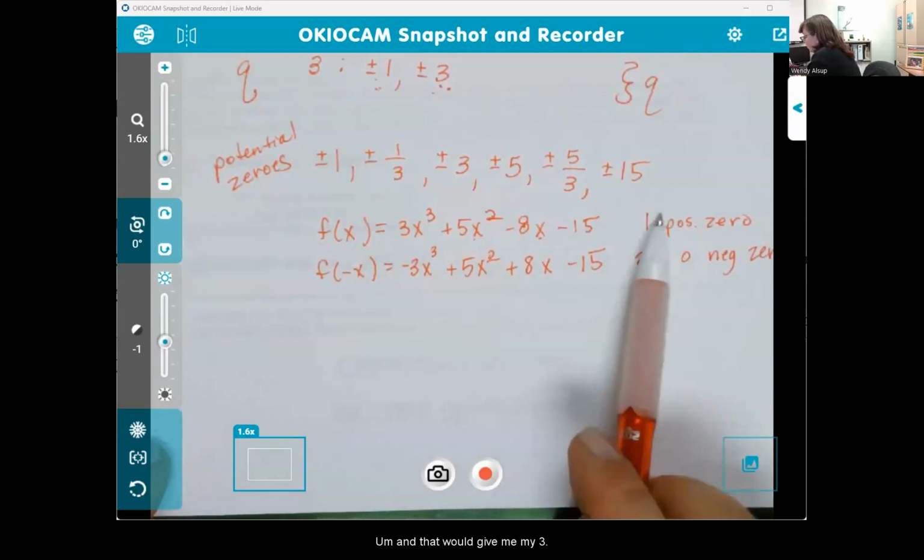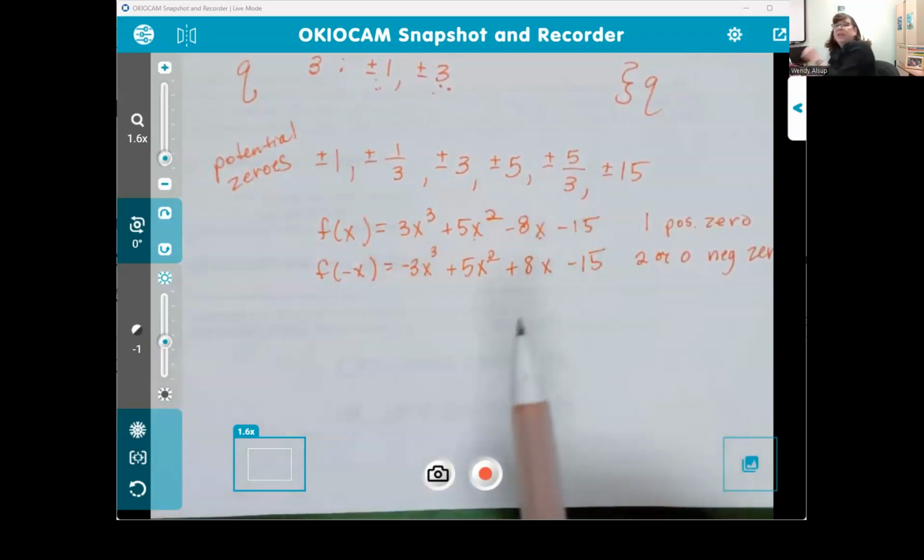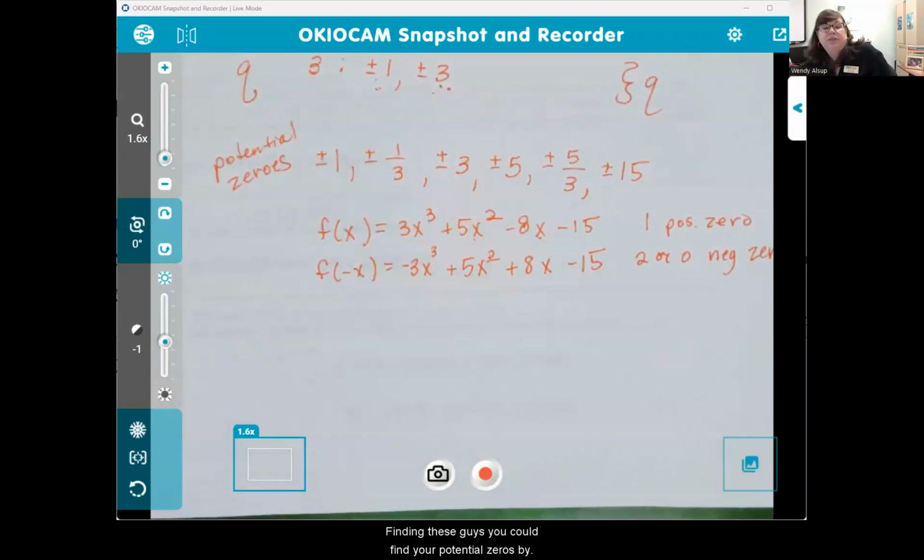And that would give me my 3. All right. Now, if you wanted to keep finding these, you could find your potential zeros by substituting, right? We're going to do that one with the new problem, actually, so we won't do that with this one. Let's go back to our PowerPoint slides and do that with this new problem.